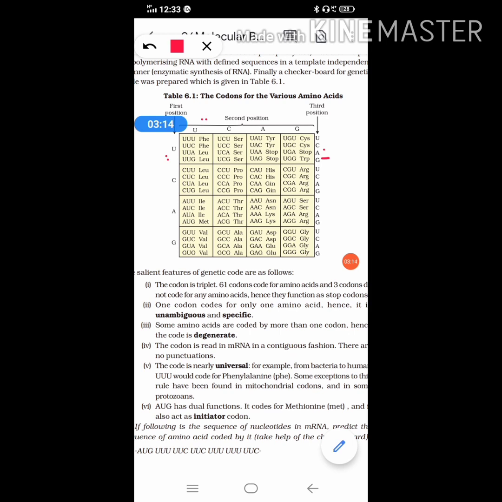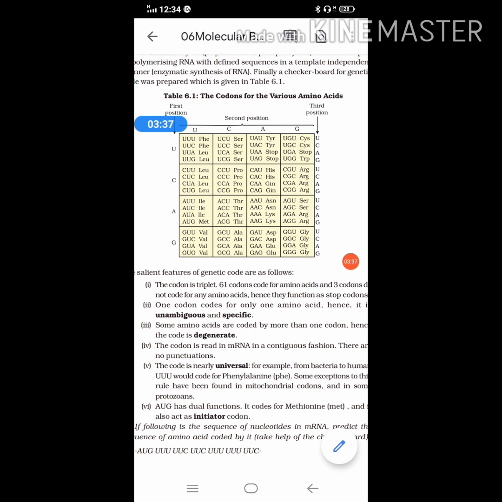In this way you can write all 64 codons, and the specific amino acid names are also given there. PHE represents phenylalanine, and LEU represents leucine. The names of these amino acids were given in the previous year, in the 11th standard.